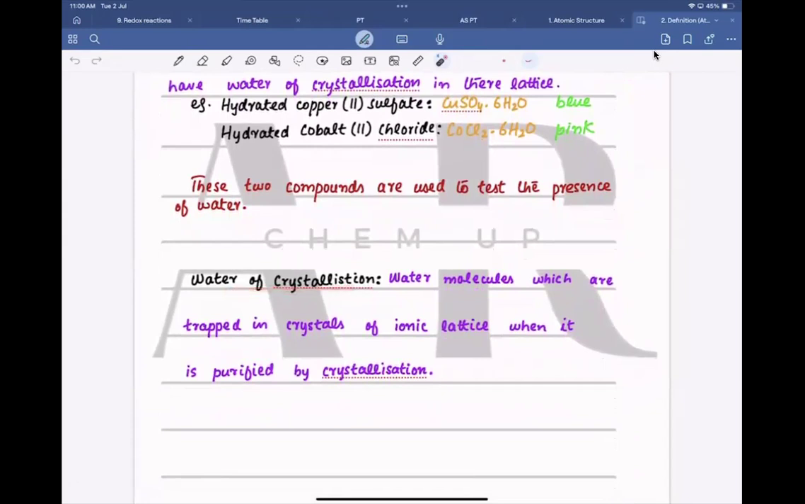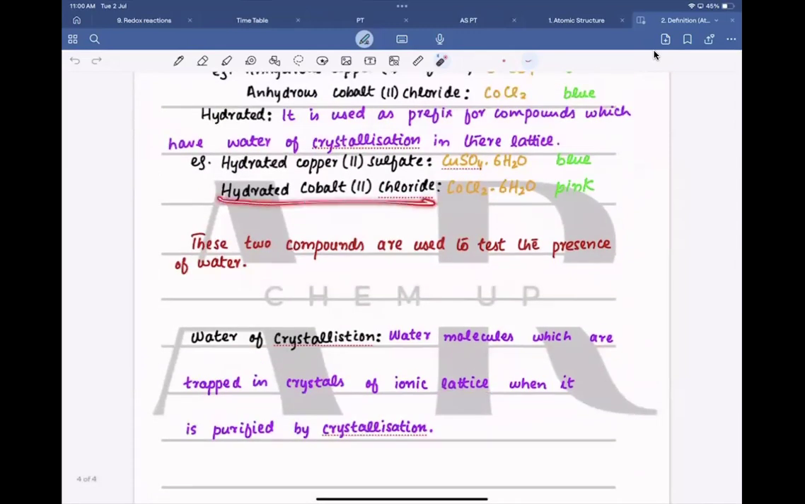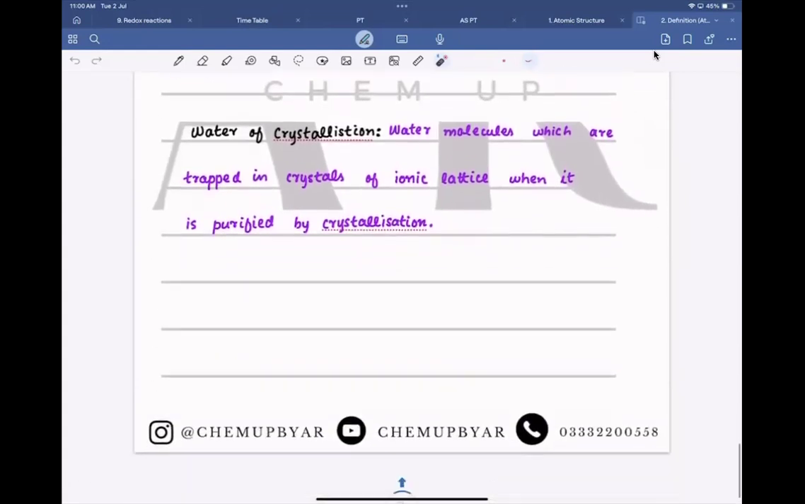If you recall from O levels, when you prepare a salt, normally we heat the solution till crystallization, and we don't heat it till evaporation. When the crystals start forming, we allow it to cool, and on cooling we filter out the crystals, right? So when we do it this way, the water molecules get trapped in the crystals of the ionic lattice and we get the hydrated salts. Is this clear?